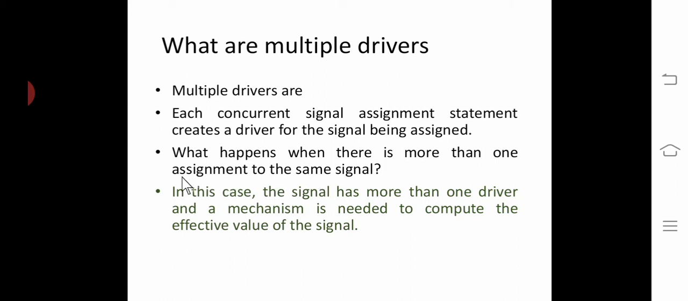So here, the concurrent signal assignment statement creates the driver. For each and every signal, a driver is created. That also we have studied. But what happens when there is more than one assignment to the same signal? What is the output of that signal? In the case where the signal has more than one driver, a mechanism is needed to compute the effective value of the signal.